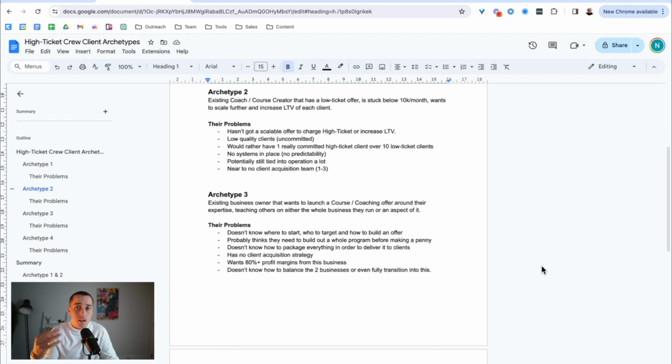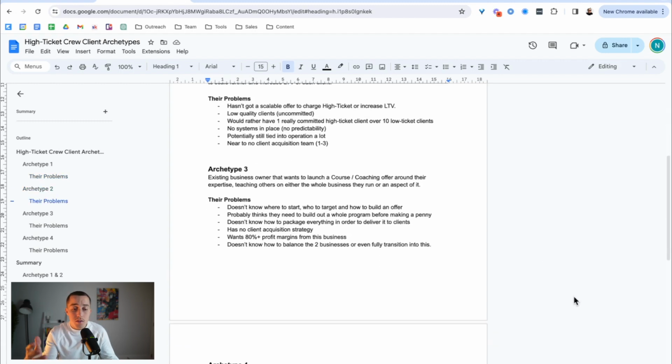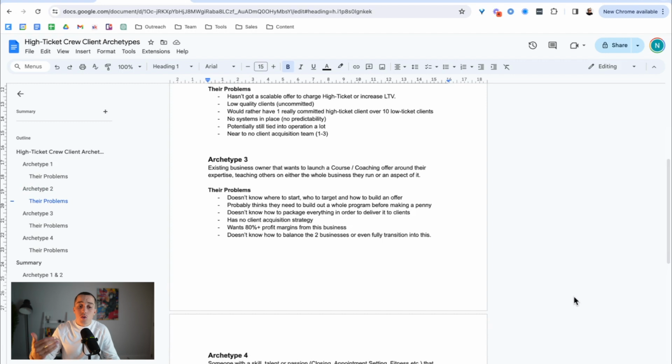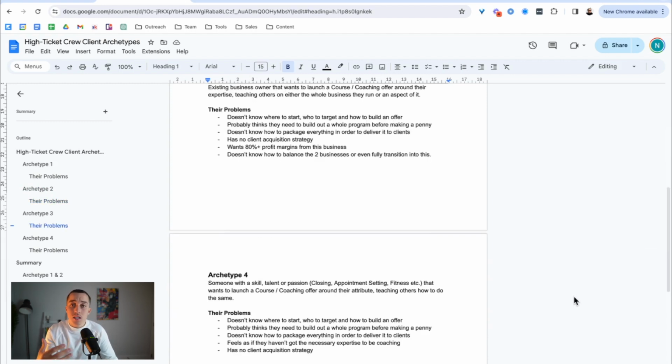Now, client type number 3 is you're an existing business owner that wants to launch a course or coaching business around what you do, teaching others how to do the same. And then number 4 is if you have a skill, talent, or passion in whatever it is you want to basically start a course or coaching business in. Now, that can be anything from like copywriting, closing, appointment setting, Brazilian Jiu-Jitsu, whatever it may be. You can obviously turn it into a course or coaching business.